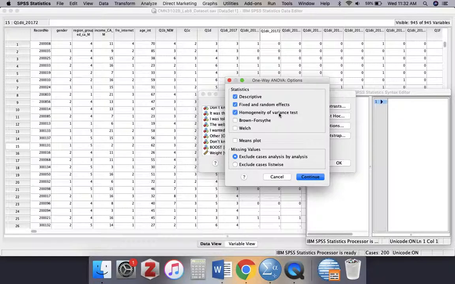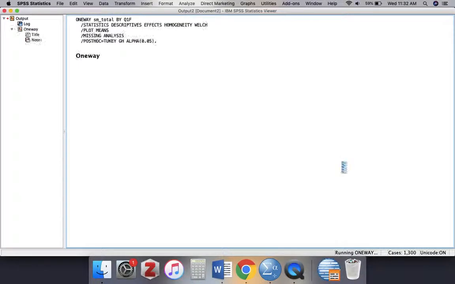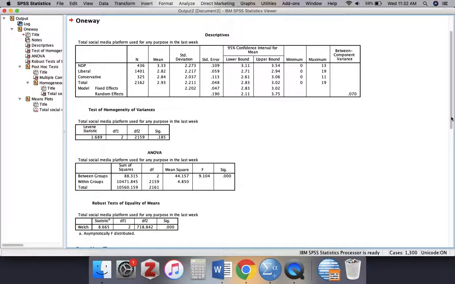The homogeneity of variance test, we'll click that off to get our Levene statistic. And we'll also click off the Welch correction in case we don't meet the homogeneity of variance assumption. We'll also click on means plot, which will plot our means on a nice graph, which makes a nice visualization of the results as well, if we prefer to eyeball the results instead of looking at the means themselves. So then we'll click continue, and then OK. And then we will have all of our results here.